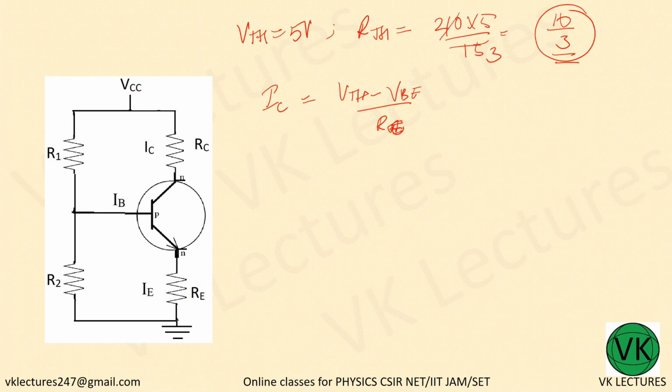What is VTH here? 5 minus 0.7, divided by RE. RE value is 2.2. So this is 4.3 divided by 2.2, which means around 2 milliampere you can write. Okay, IC equal to 2 milliampere.